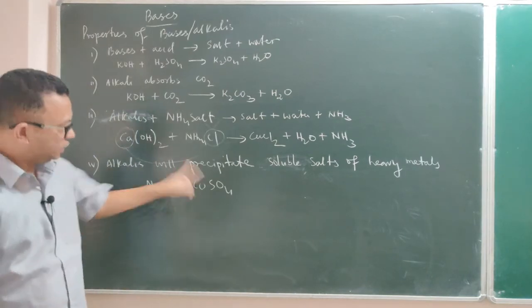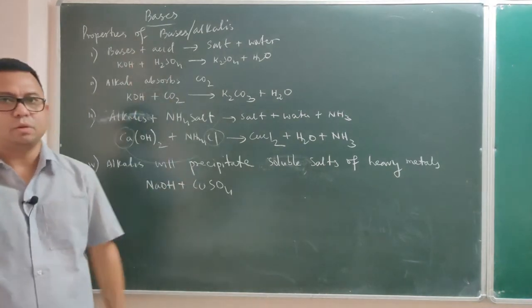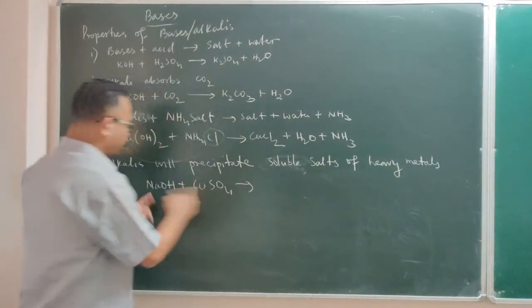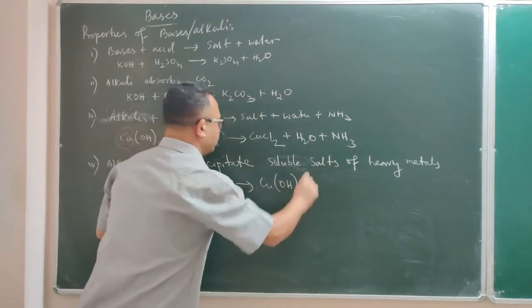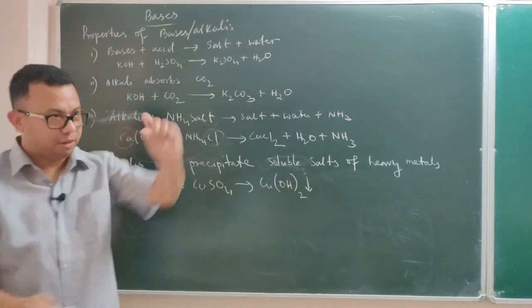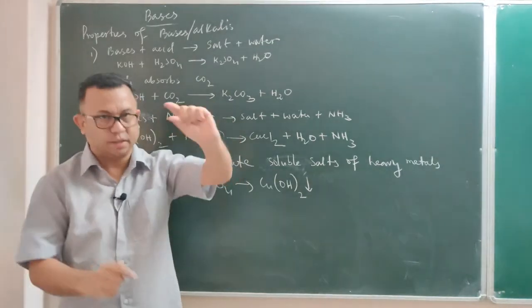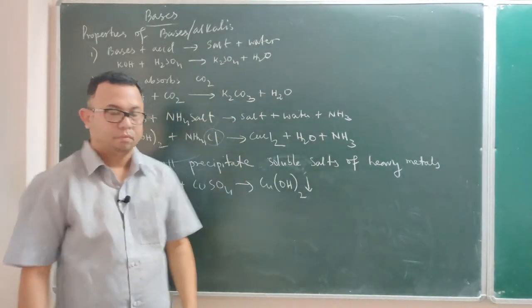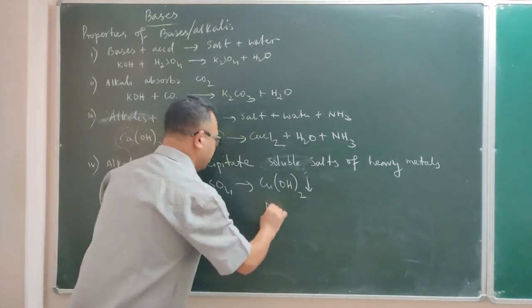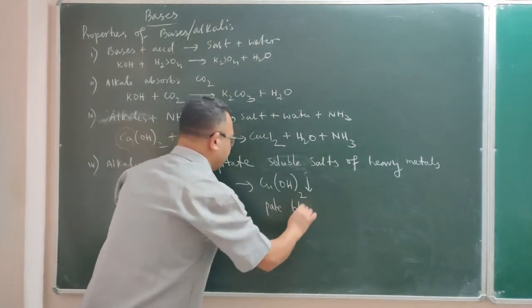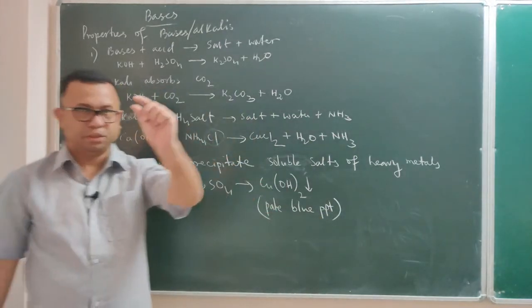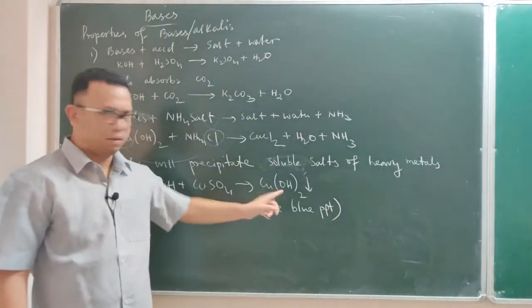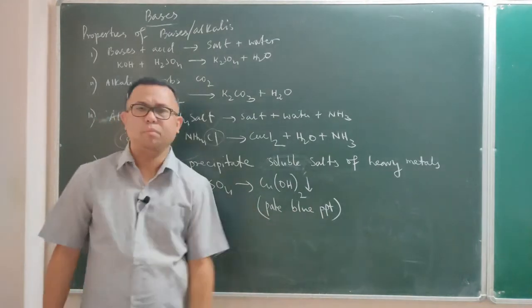When you add this into this, immediately, even when 2-3 drops are going in, you will find that the reaction between the two takes place to give you copper hydroxide. This copper hydroxide is the precipitate. Immediately a curdy kind of substance is formed inside the test tube, and that is a pale blue precipitate. That curdy kind of substance will be pale blue in color.